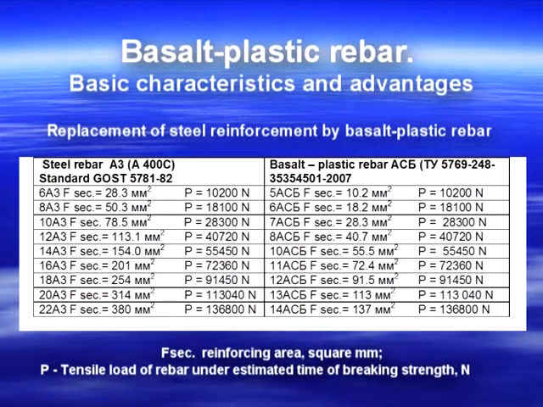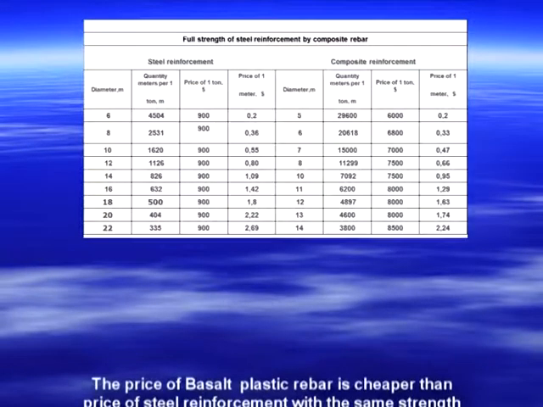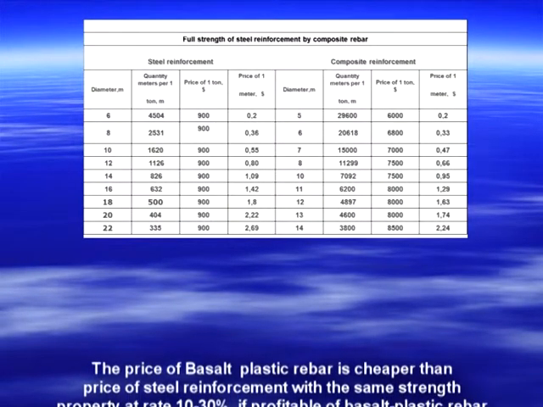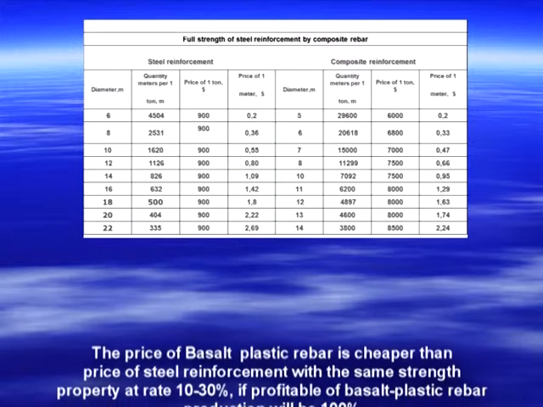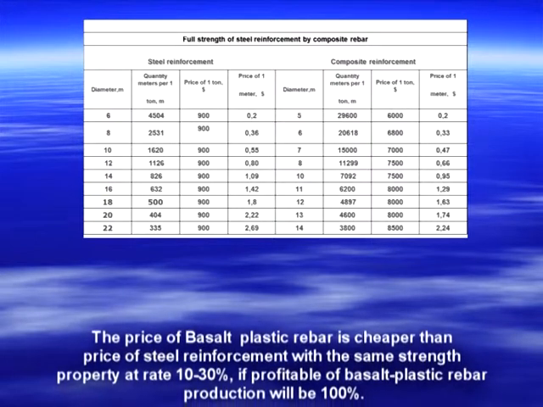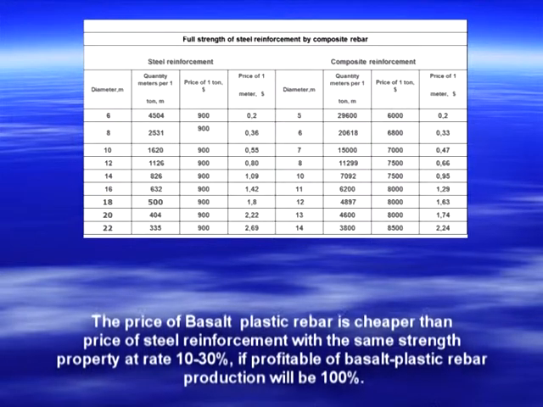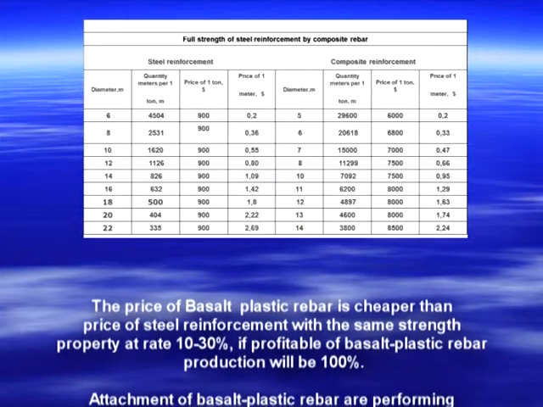Basalt plastic rebar. Basic characteristics and advantages. The price of basalt plastic rebar is cheaper than the price of steel reinforcement with the same strength property at a rate of 10 to 30%. If profitable, basalt plastic rebar production will be 100%.